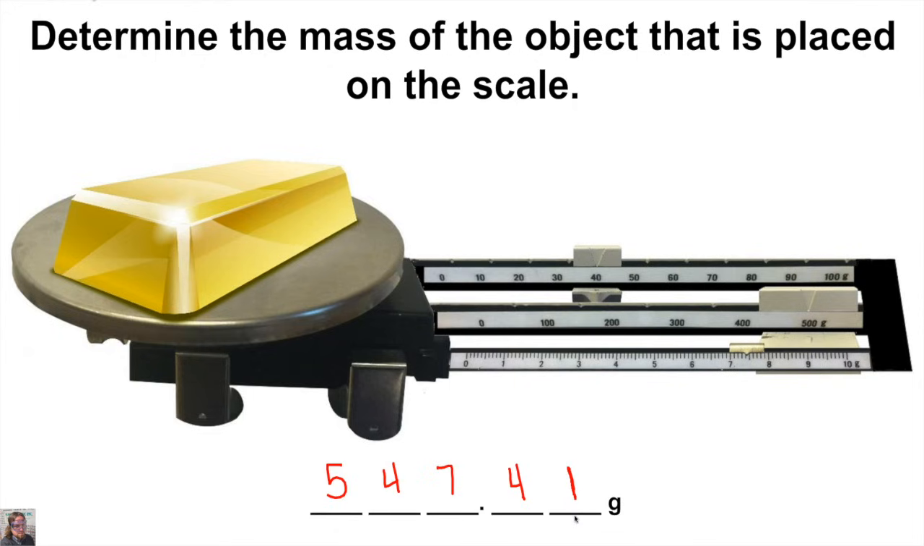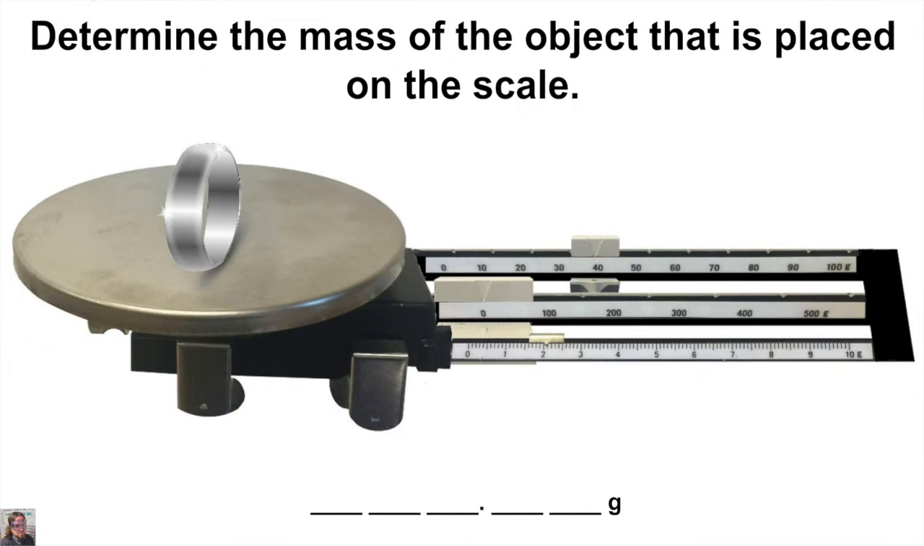547.1 grams is going to be the mass of this object here. Let's take a look at another one. In this example, we have to determine the mass of this ring right here.